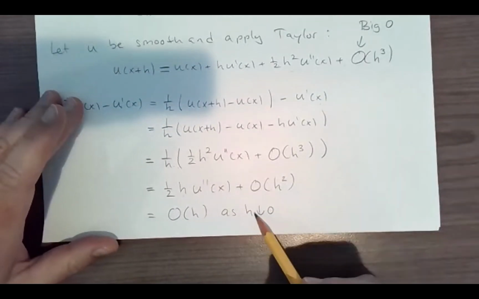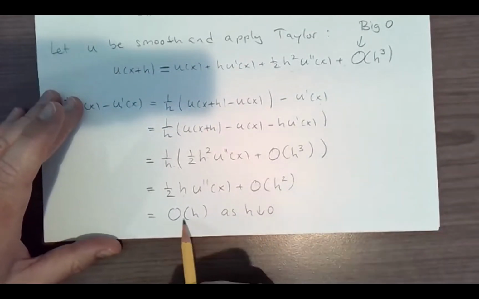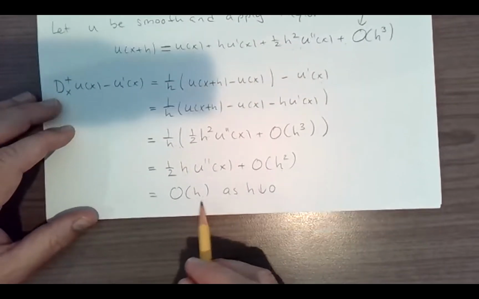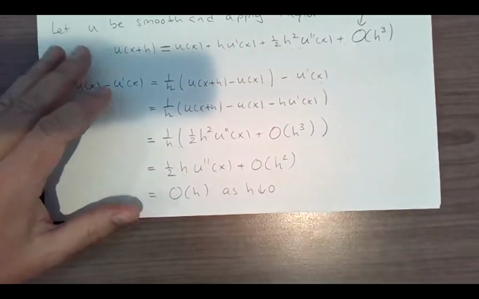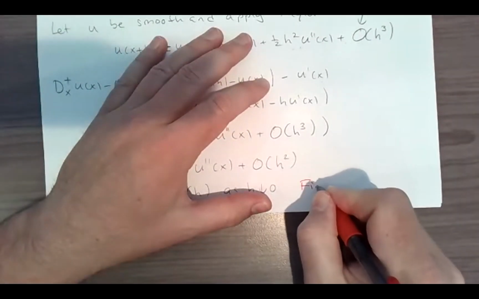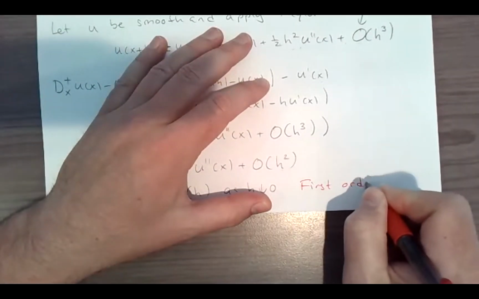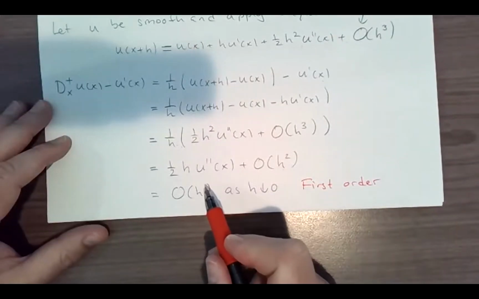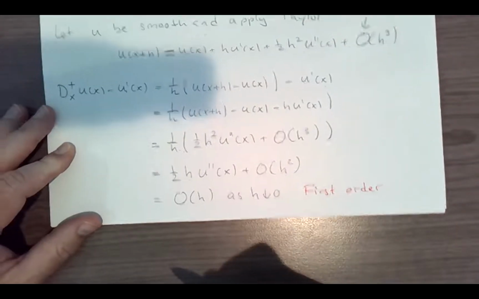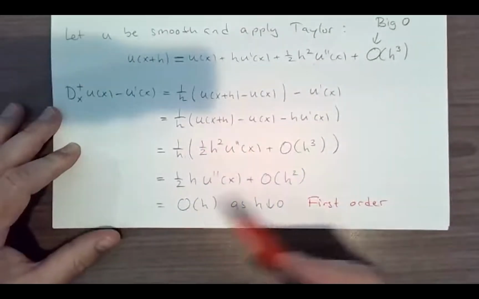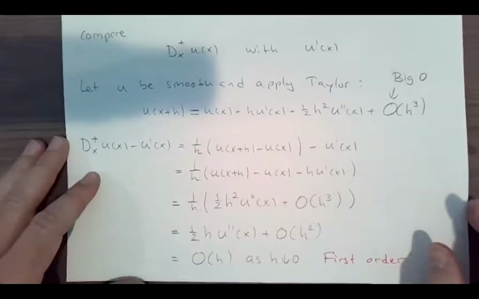That shows us that we will say this is a first order method. This is a first order method, and that's because there is a 1 here. This is h to the power 1. And this was the forward. Because of this calculation, we'll say that this is first order.